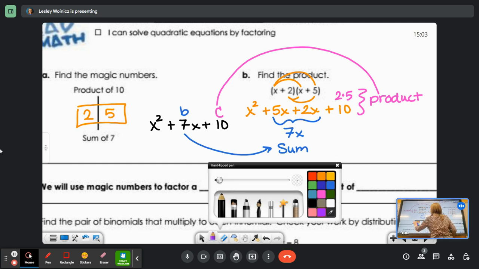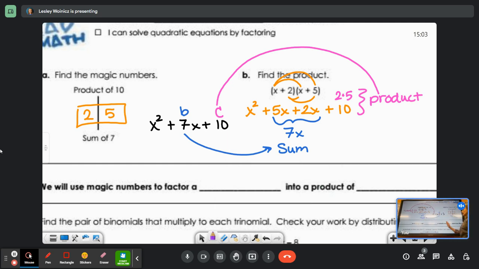Okay, so we're going to use our magic numbers to factor a trinomial, which has 3 terms, into a product of binomials. How many terms does a binomial have? 2. Yep, they have 2 terms each. Okay.